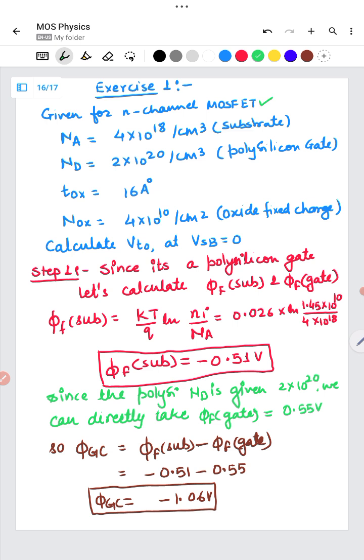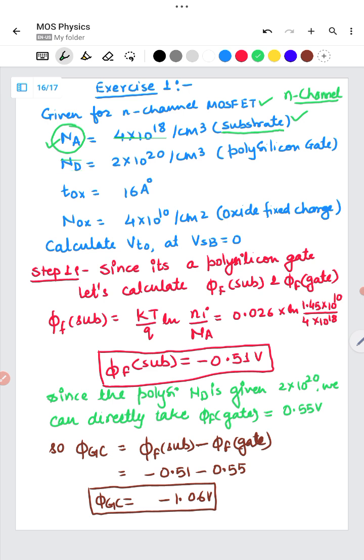Number one, Na, doping density of the substrate. So as soon as you see that it's a Na, you can immediately understand that this is an n-channel MOSFET. Why? Because if the substrate is P, definitely this is going to be an n-channel MOSFET. So the substrate doping density is given as 4 into 10 to the power 20.